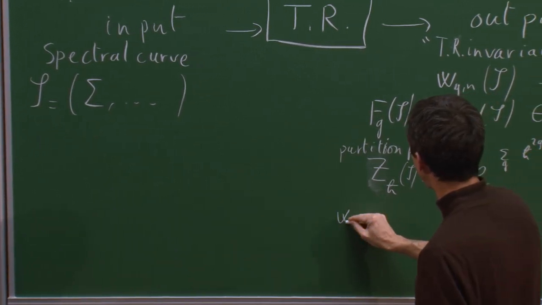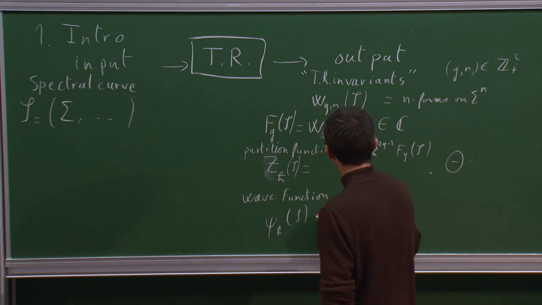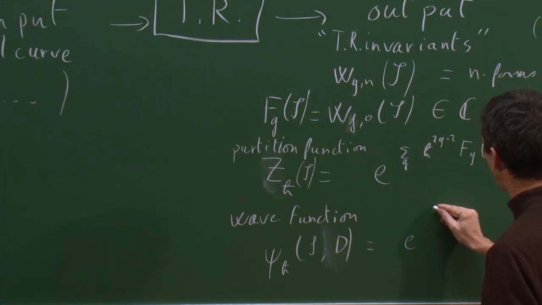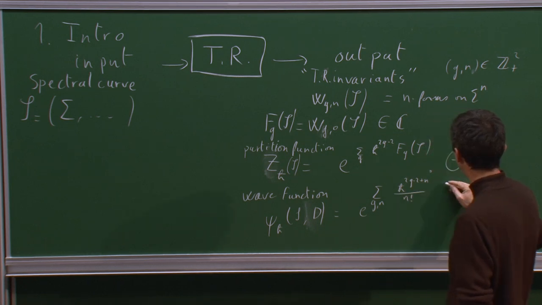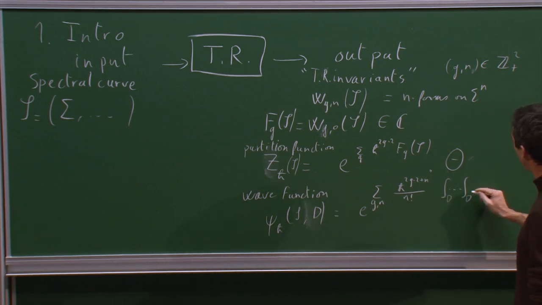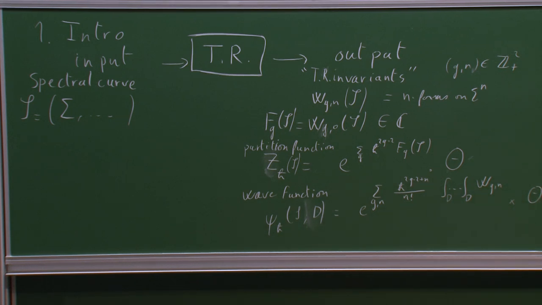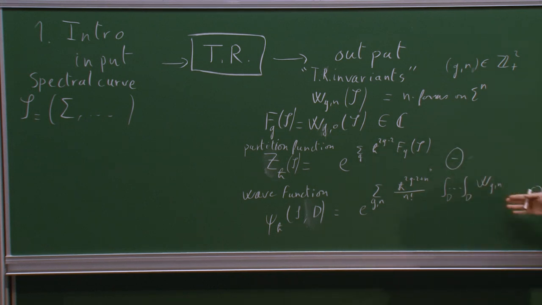And I will also define a wave function, psi of h bar of S, which will depend on a divisor, and it will be the exponential of the sum over g and n of h bar to 2g minus 2 plus n over n factorial times an integral. Since W_{g,n} is an n-form, you can integrate it on n cycles, and it will just be n copies of the same integral. I will also explain that later. And there is also a theta term, which I will not make explicit now. Without the theta terms, it's when Sigma has genus zero, you don't have theta terms, and when Sigma has non-zero genus, you have extra terms.